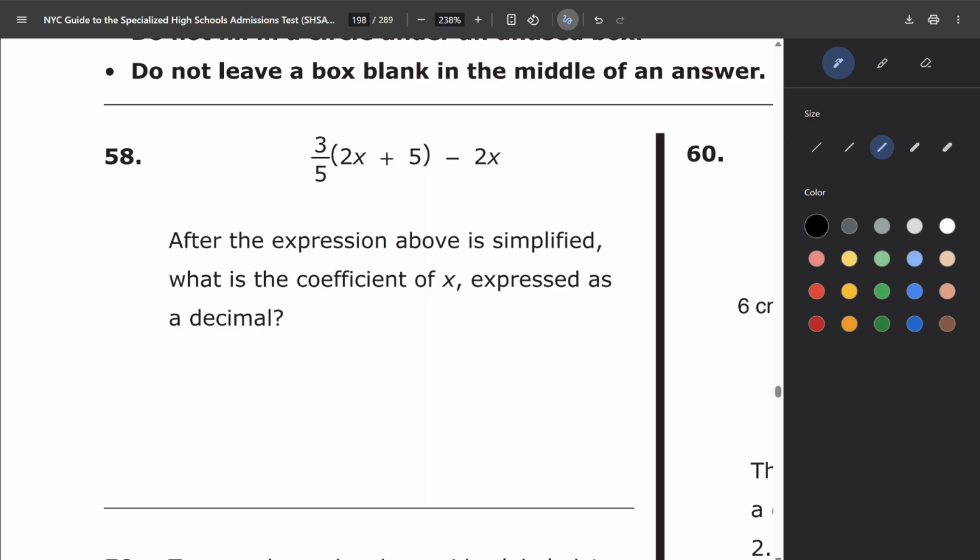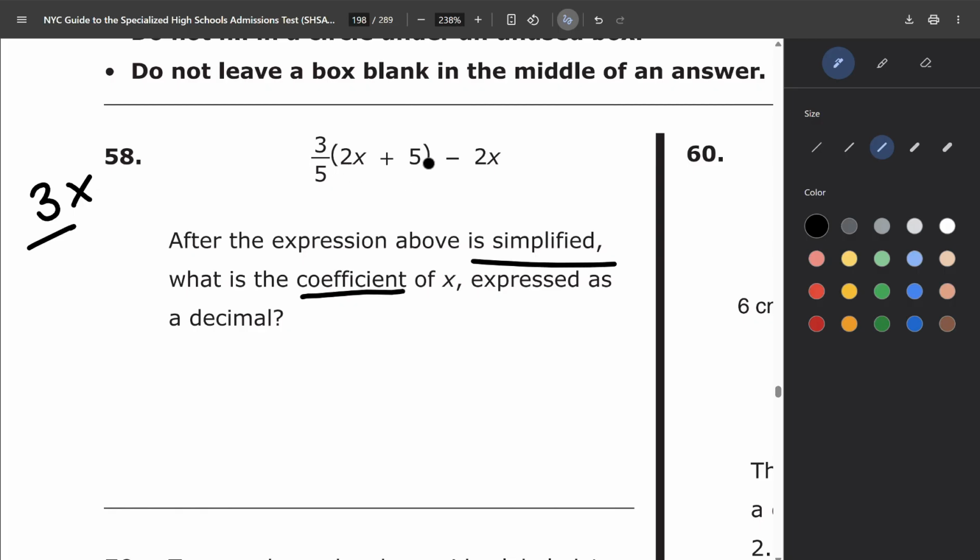Start right now. So, after the expression above is simplified, what is the coefficient of x expressed as a decimal? So first what you have to know is that the coefficient of a number is basically, for example, if I have 3x, the coefficient is 3. It's whatever number is in front of the variable, and in this case, that variable is x. So here what we're going to do is, first we're going to simplify. That's what the problem says to do first.